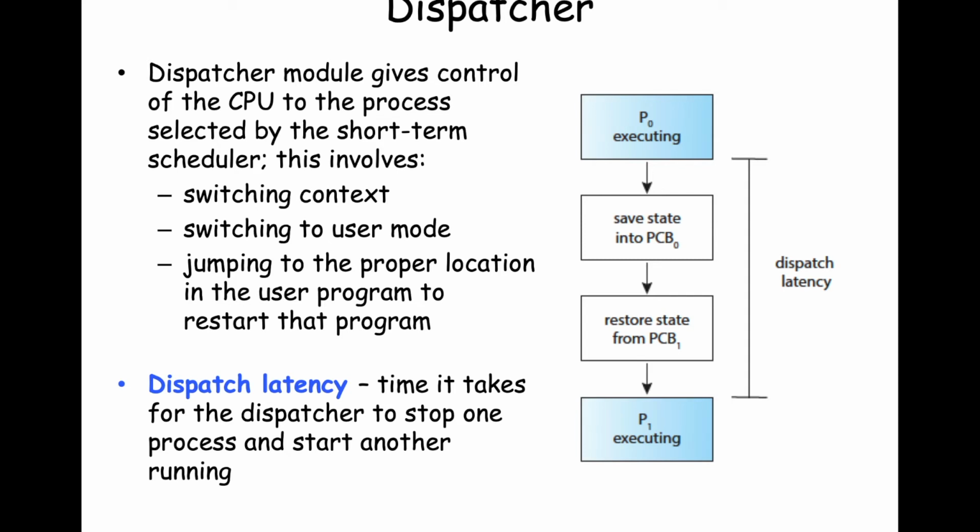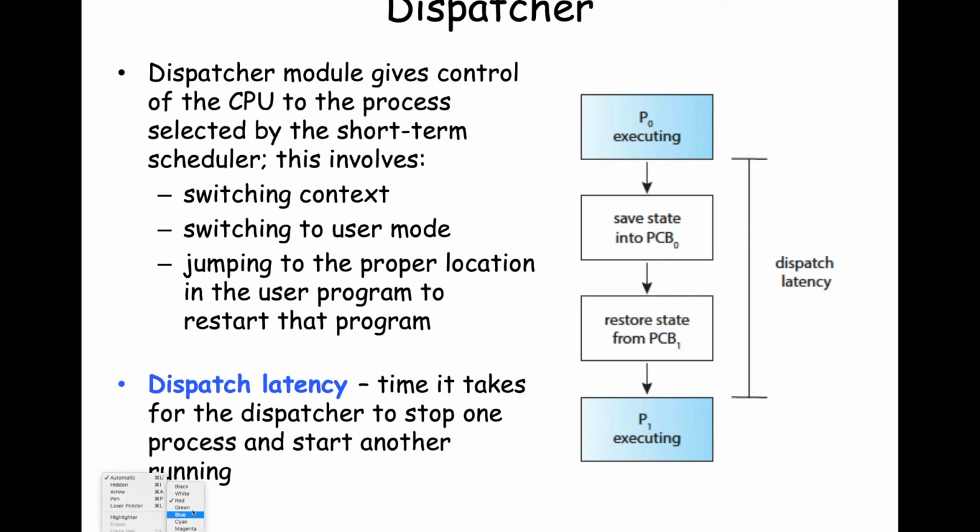So it could be the program initially runs, starts in the main entry point, main routine, or it could be resuming where it left off. It's loading the program counter of the CPU. And so it takes time to do all this copying back and forth, and that introduces latency, so-called dispatch latency. And this is the time it takes for the dispatcher to stop one process and to start another. So let's look at this figure, and this is in the book.